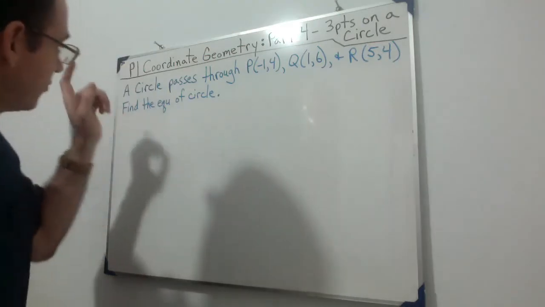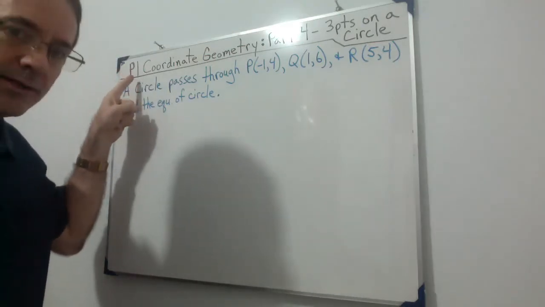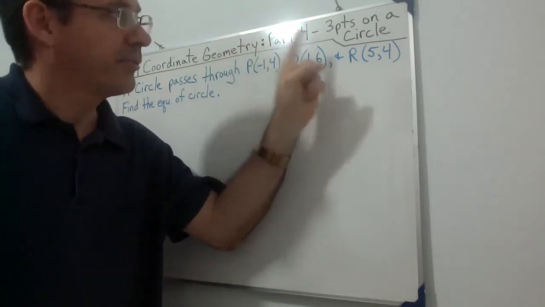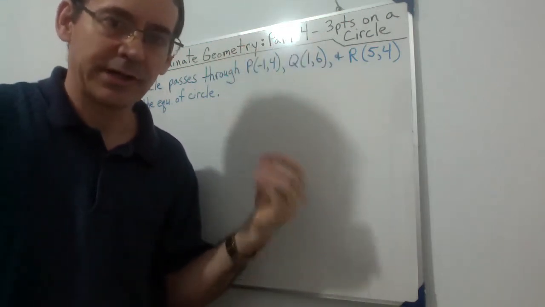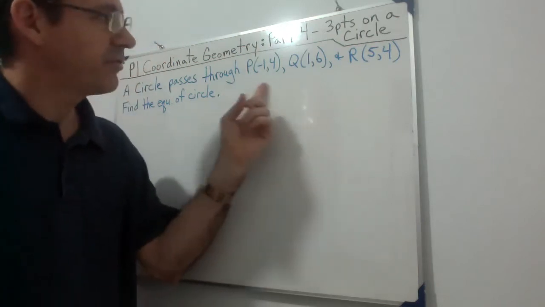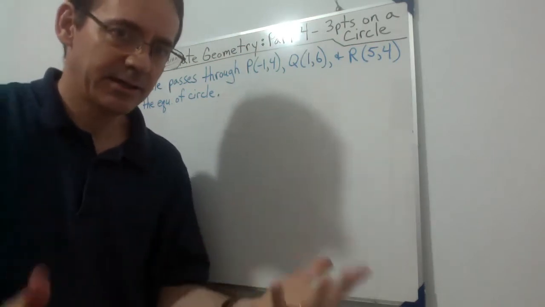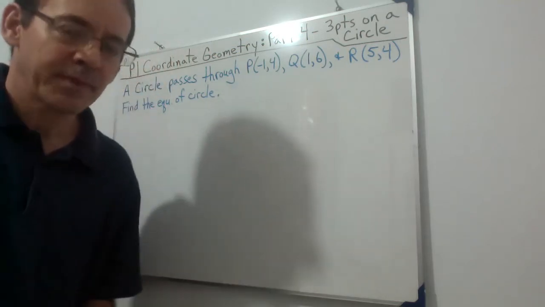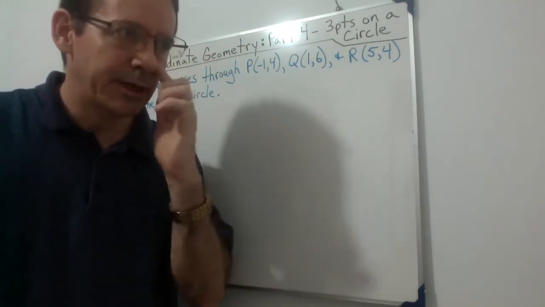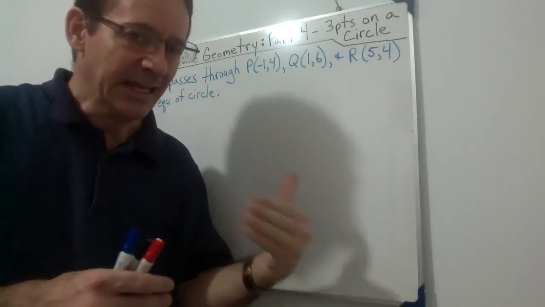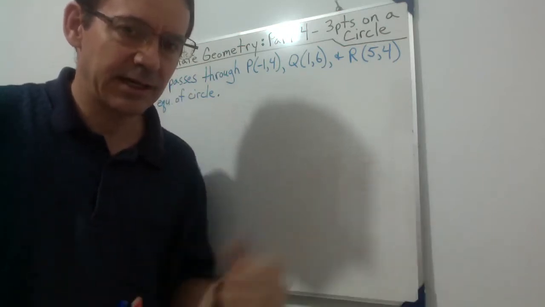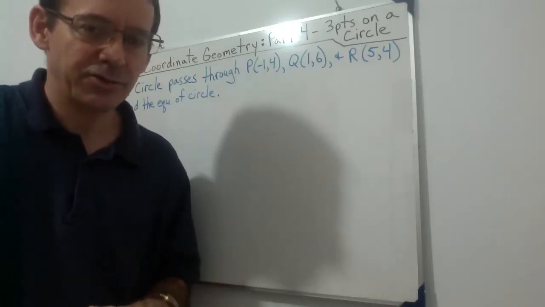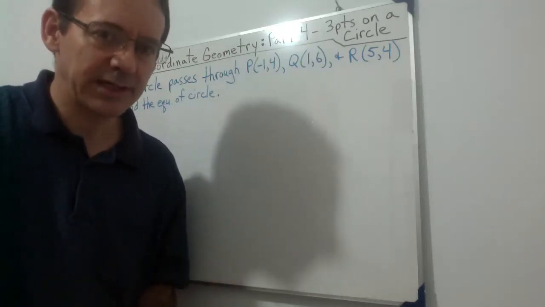Today, I would like to cover Pure Math 1, Coordinate Geometry, Part 4, 3 points on a circle. What I mean by that is you're given 3 points, and we have to come up with the equation of the circle. So this one is a little bit more lengthy in terms of the algebra. And there's two different ways that you can do this. So I'm going to show you both ways.